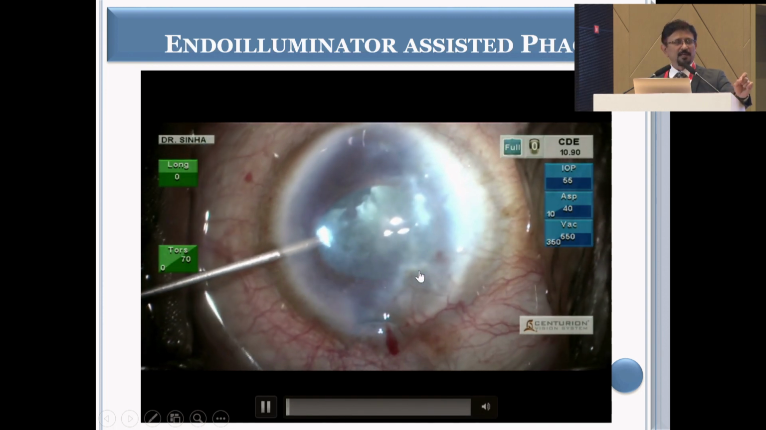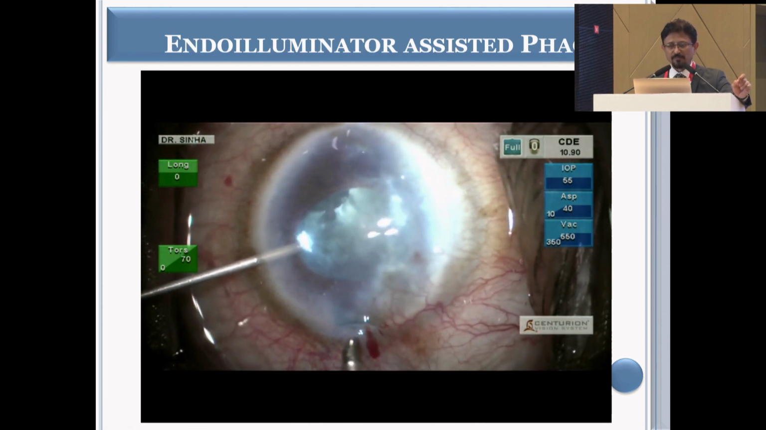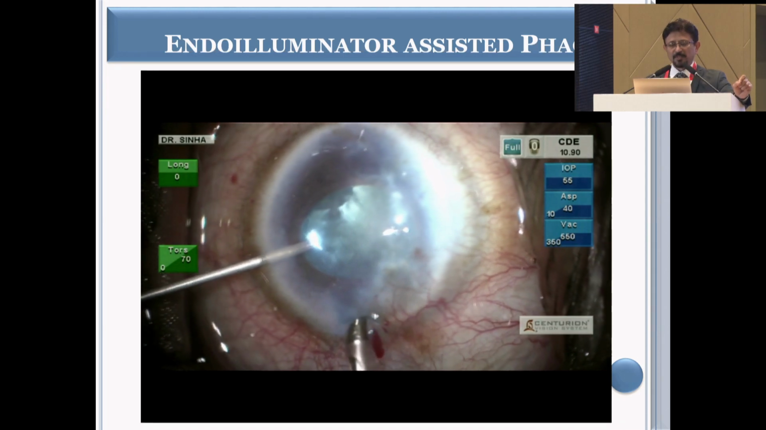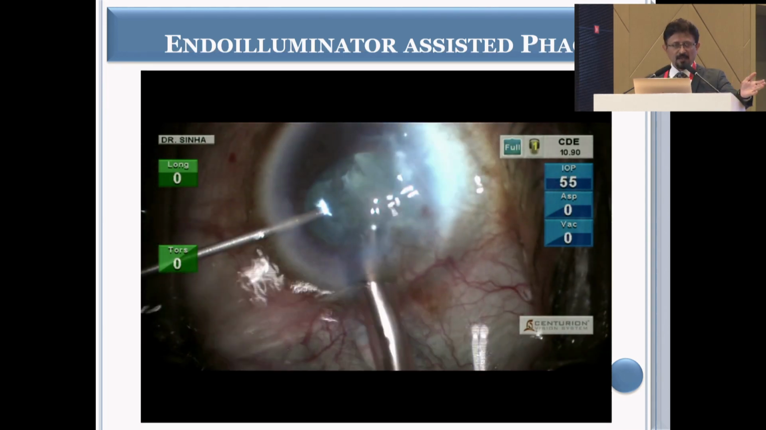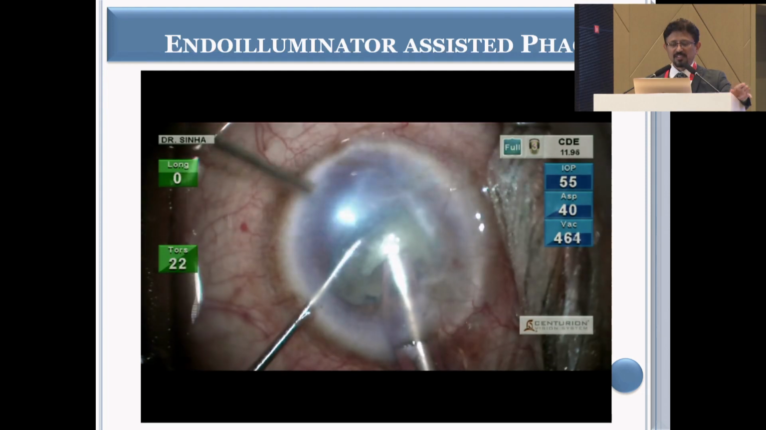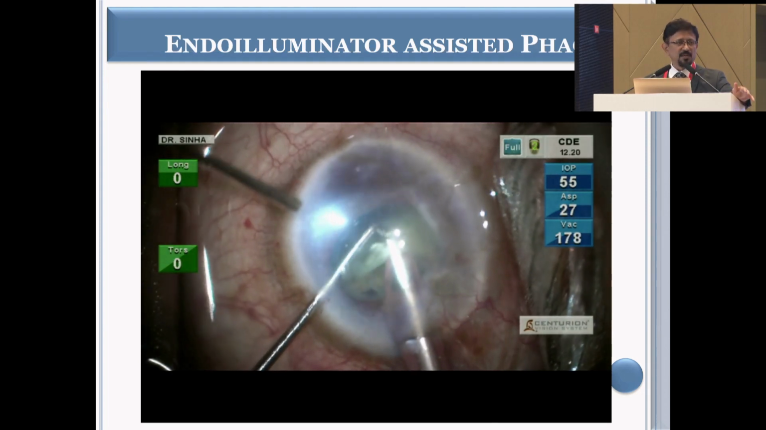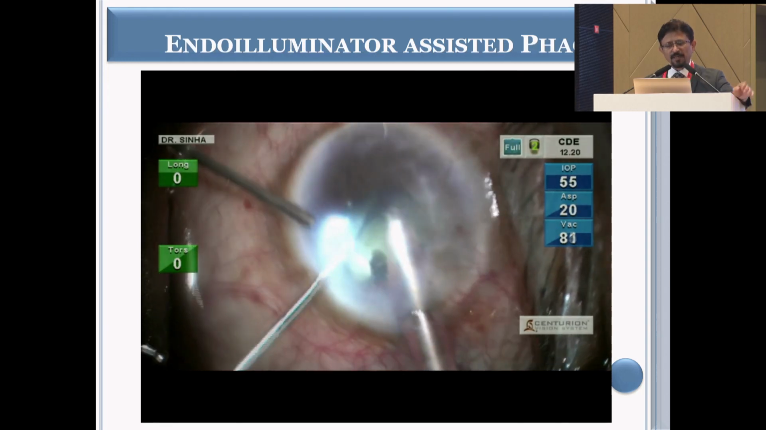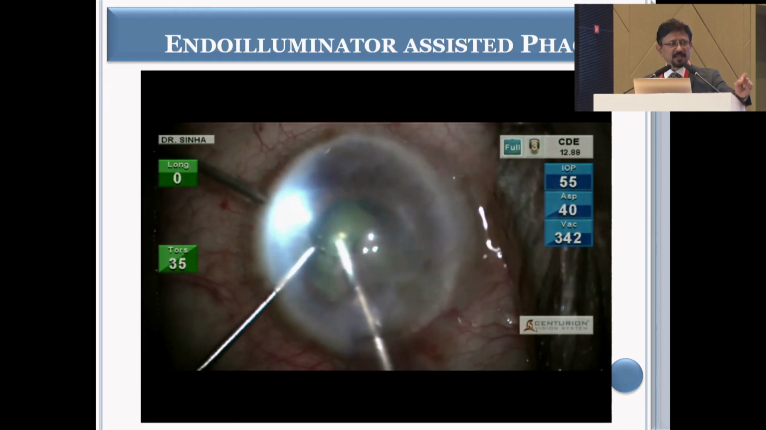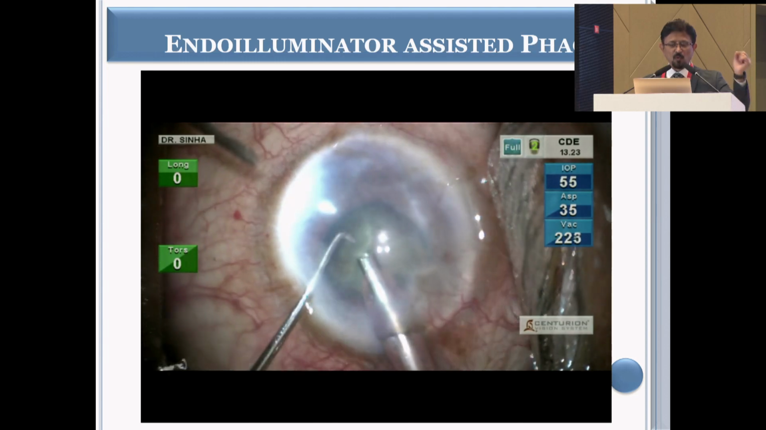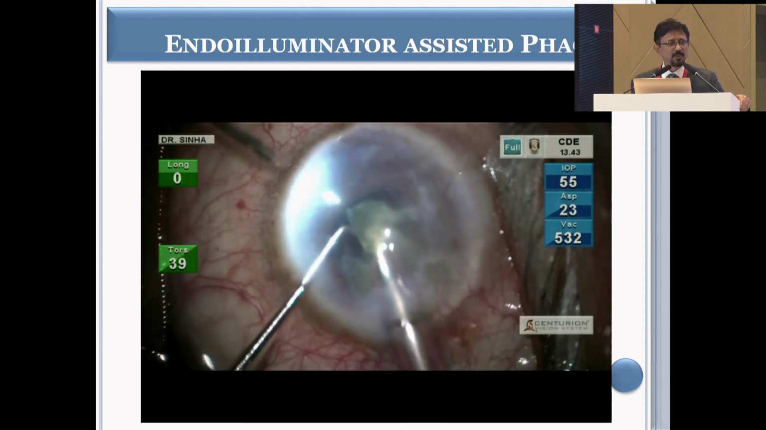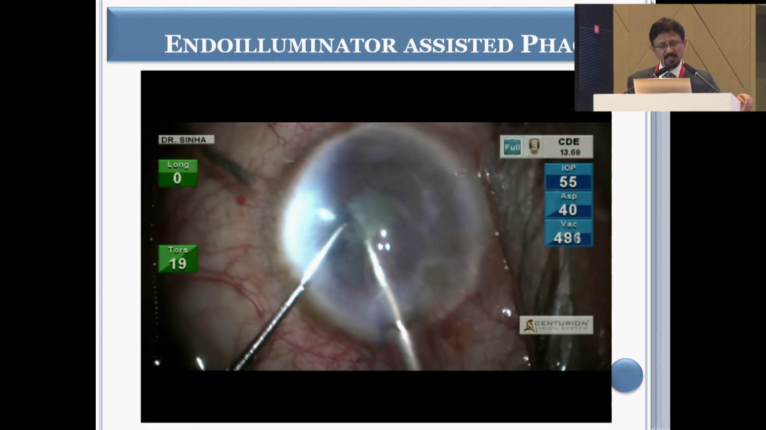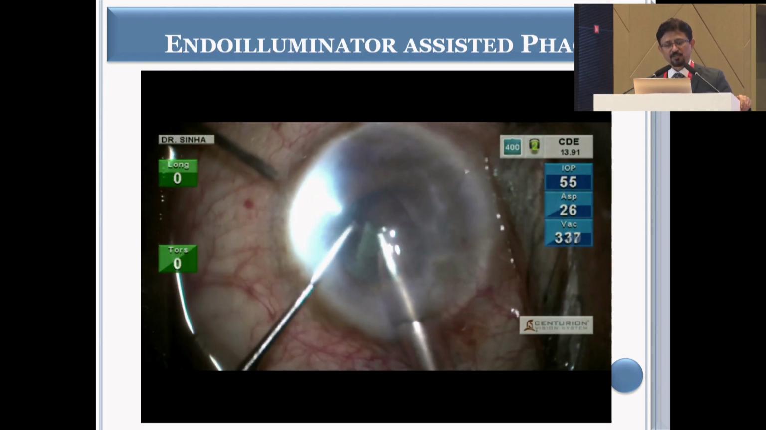Another important method to improve visualization is the use of the endoilluminator. The endoilluminator, which is used every time in retinal procedures, can be used to improve visualization in cataract surgery. When you are doing nuclear chopping, the endoilluminator should be placed over the cornea, so that the visibility is better. An assistant can hold it and you can complete the chopping procedure.